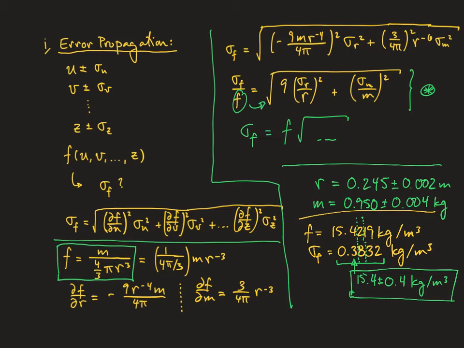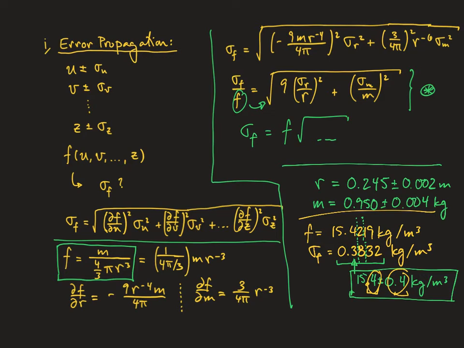Okay, so let me give some examples of what would be incorrect, and you can probably see why these are incorrect. We're not going to go 15.4 plus or minus 0.3832, and we're not going to go 15.4219 plus or minus 0.4. The key is that we're going to keep the same number of decimal places in both of these. We'll let the uncertainty decide how many decimal places we should have in the original quantity. Okay?